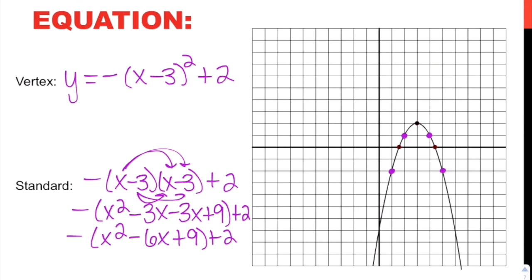Then when I distribute the negative, this is the same thing as having a -1. We get negative x squared plus 6x minus 9. I basically just changed all of the signs in the parentheses. My final step is to add the 2, making my standard form equation negative x squared plus 6x minus 7.